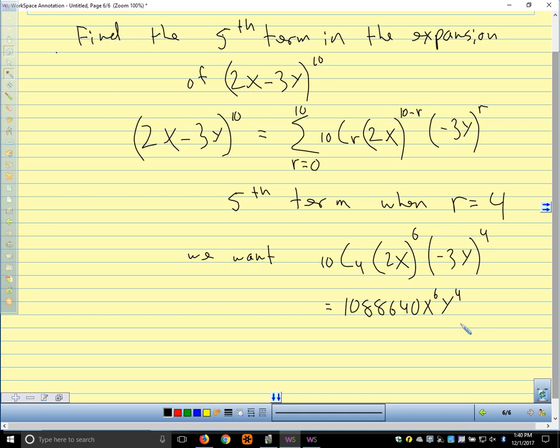That's a pretty big number, too. And imagine multiplying this thing out by hand. All your parentheses to the 10th power. That would be horrible. We have the binomial theorem, and it's the opposite of horrible. It's quite pleasant. All right. Questions?